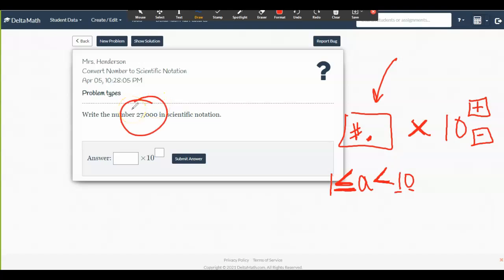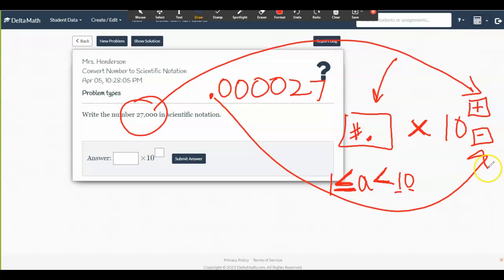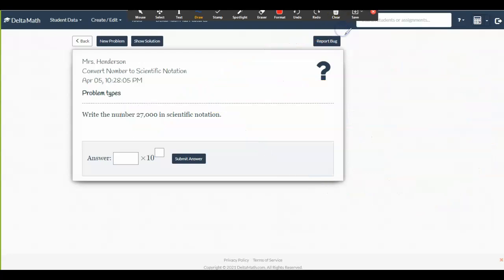If you have a really big number, like 27,000, your power is going to be positive. If you have a really tiny number, like this one, where the decimal point is way over to the left, then you're going to have a negative exponent. All right, let's take a look at this.